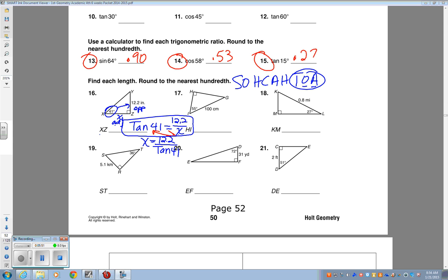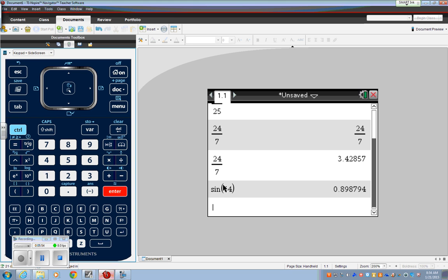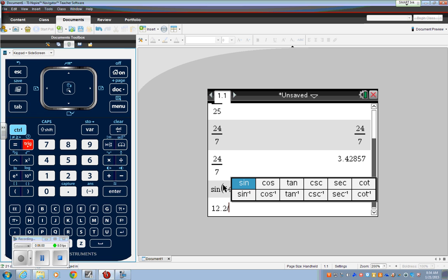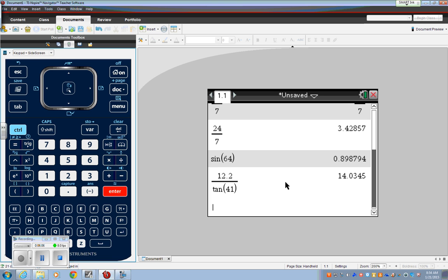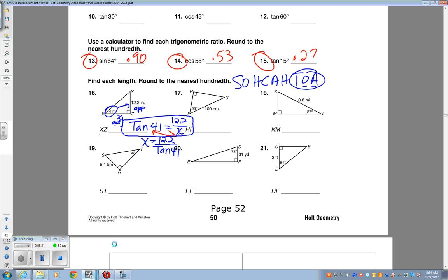So, on my calculator, you're going to do 12.2 divided by, then hit trig to get to the tangent of 41. And you're going to hit enter. Now, I believe it's to the nearest hundredth again, so we're rounding our answer to 2 decimal places. 14.03. That would be x. That's who we're trying to find.